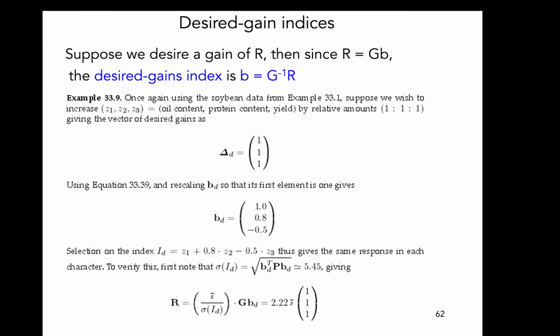And this seems appealing. My desired gains are equal changes in traits 1, 2, and 3. Well, those weights are easy to figure out, right? R is the response. I want it to be proportional to 1, 1, 1. Then the weights are simply G inverse times my desired response, and I standardize the weights. By the way, what matters on the weights are the relative proportions, not their actual numbers. You can always standardize, so 1 is the value of 1. So you put those weights on here, and then use those weights to choose individuals. That's the response you get.